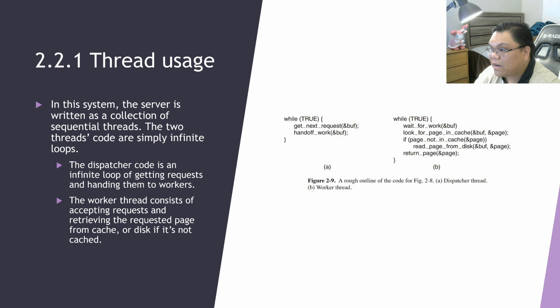So the dispatcher thread has an infinite loop of get next request from a buffer, and then hand off that work from the dispatcher thread to a worker thread. The code for a worker thread is as follows. It's going to wait for work. If it receives work, it's going to look for the page in the cache. And if it's not in the cache, it's going to have to read the page from the disk. And then it returns that page.